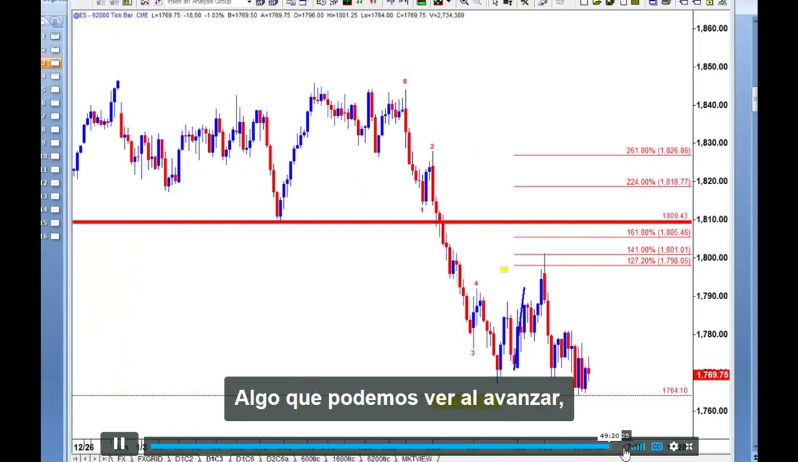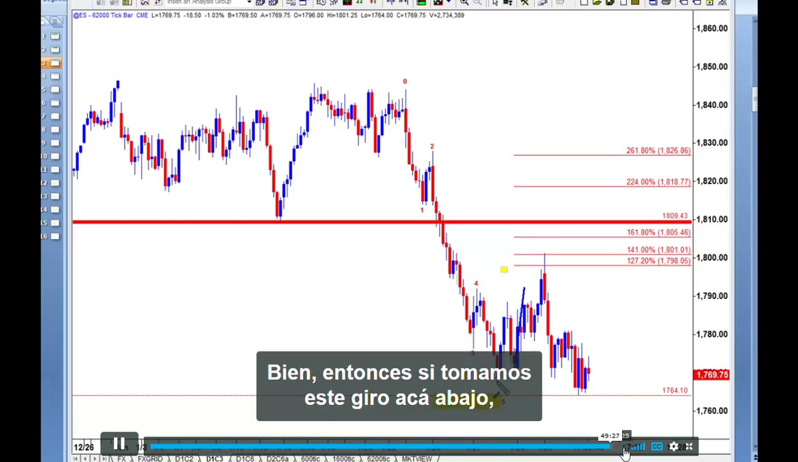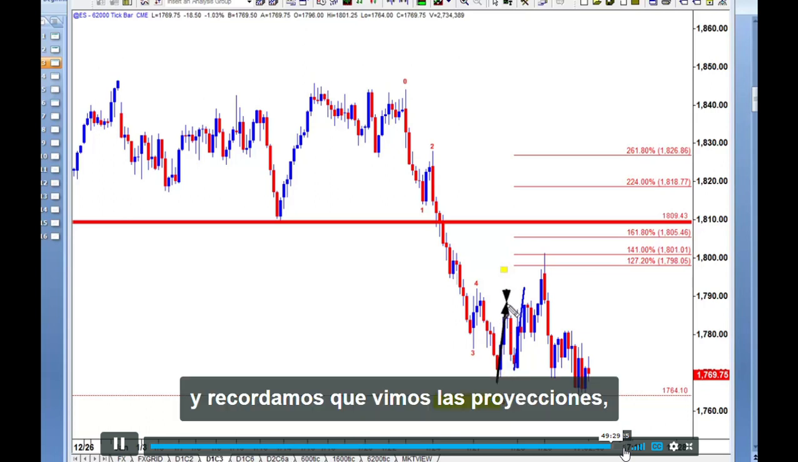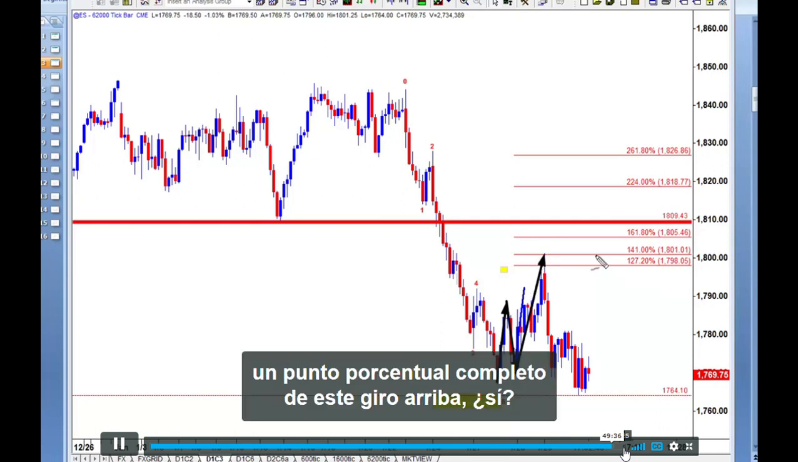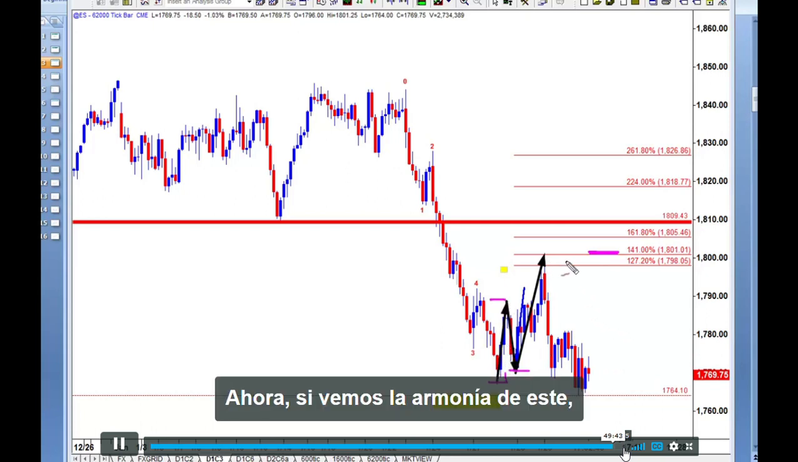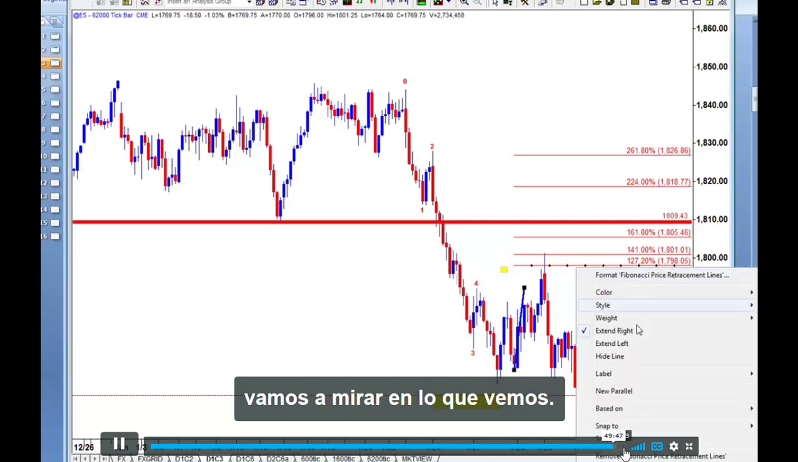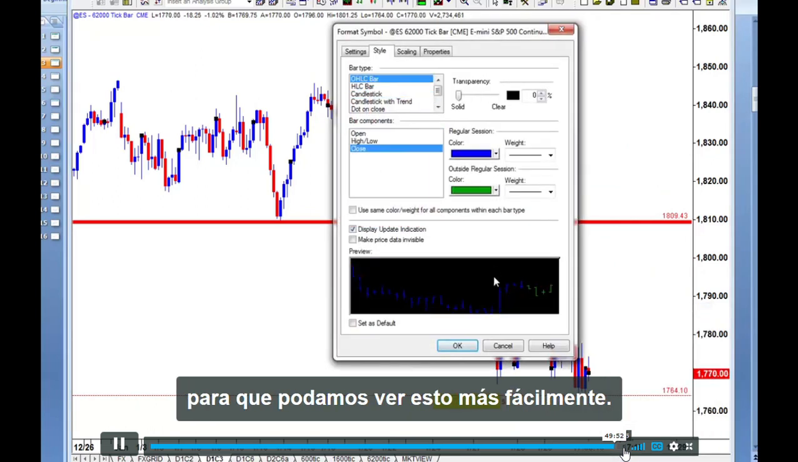Something we could look at going forward, which we will. If we took this swing here down, and remember we looked at projections, this swing right here is actually a 141 percentage of this swing up. Now if we look at this on a harmonic level, let's take a look at what we see. And let me change the price bars so we can look at this a little bit easier.